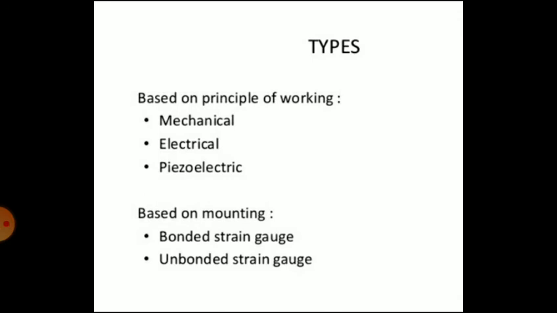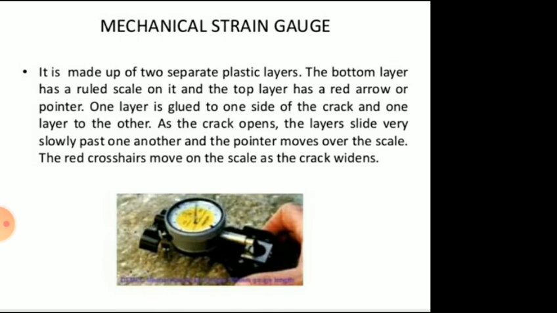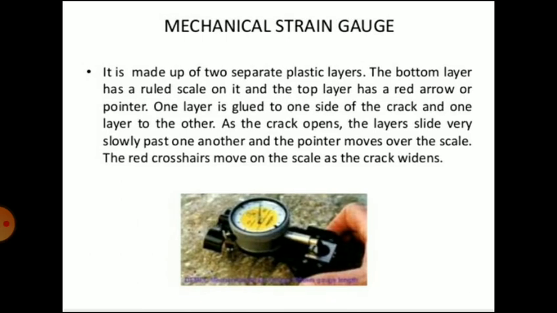Next is types of strain gauges. Based on the principle of working, it is categorized as mechanical strain gauge, electrical strain gauge, and piezoelectric strain gauge. On the basis of mounting the strain gauges on a component, it is classified as bonded strain gauge and unbonded strain gauge. So this is the mechanical strain gauge.